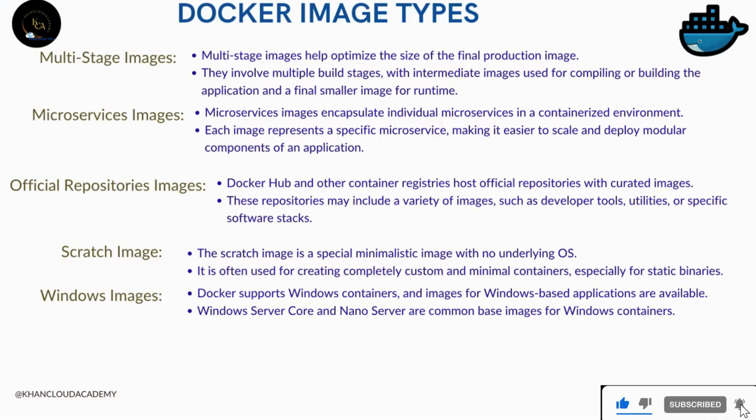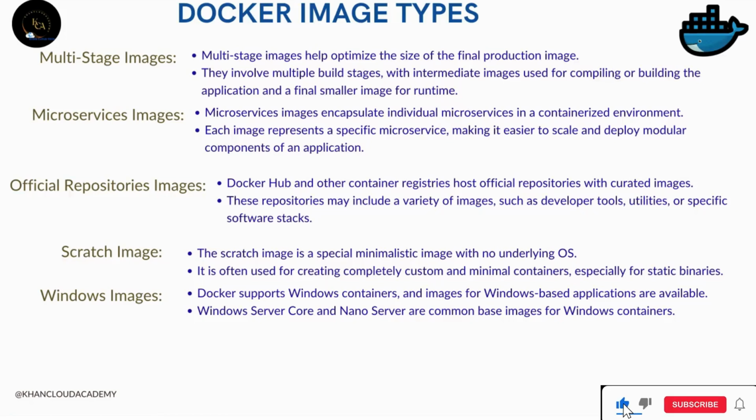Each image represents a specific microservice, making it easier to scale and deploy modular components of an application. Official repositories images: Docker Hub and other container registries host official repositories with curated images. These repositories may include a variety of images such as developer tools, utilities, or specific software stacks. Scratch images: the Scratch image is a special minimalistic image with no underlying operating system. It is often used for creating completely custom and minimal containers, especially for static binaries.